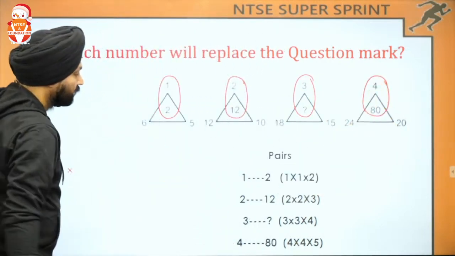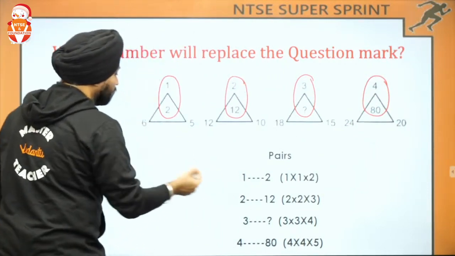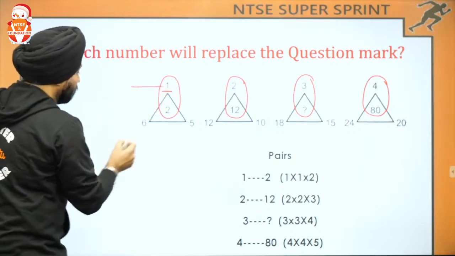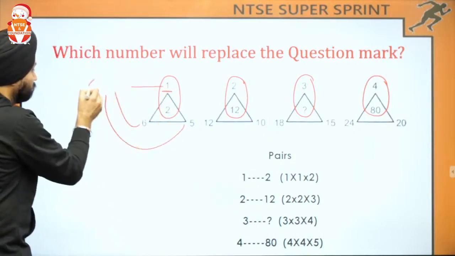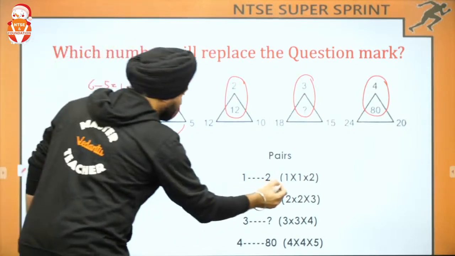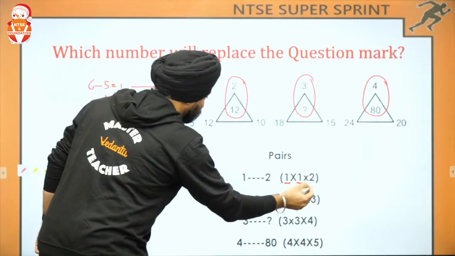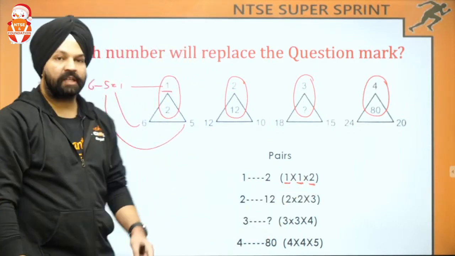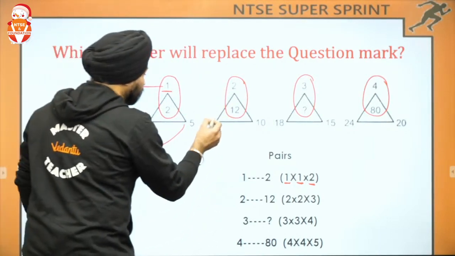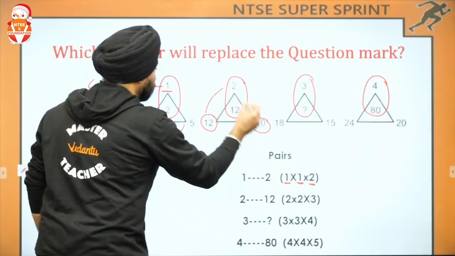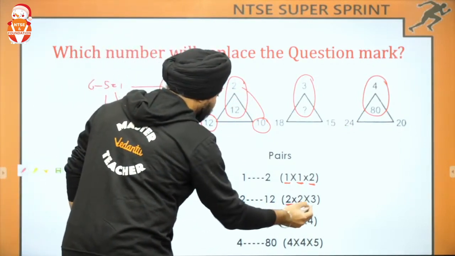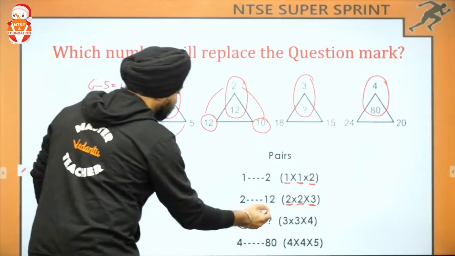The first pair, 1 and 2. How come we are getting 2 from 1? We are picking this top number, which is the difference of these two. We are picking this top number and multiplying it with itself and with its successor. We are multiplying 1 with itself and its successor. Similarly, the difference of these two numbers is 2. So we are picking 2 and multiplying 2 with itself and its successor. So आ गया middle वाला number 12.